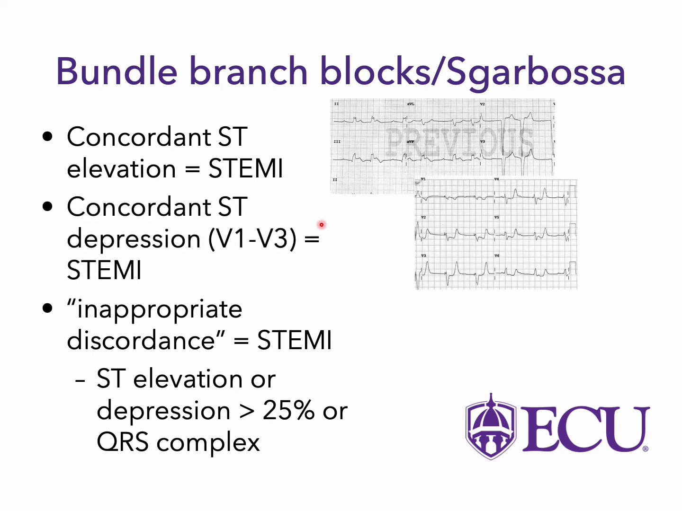Let's look at ST depression. Concordant ST depression, especially in V1 through V3. In a left bundle branch block or a paced rhythm, V1 through V3, you should have negative QRS complexes. Within those complexes, if they're negative and you see ST depression with that, that is a STEMI equivalent. And very often it's going to be representative of a posterior STEMI. So this is concordant ST depression in V2, concordant ST depression in V3. This should get activated in the right patient context.